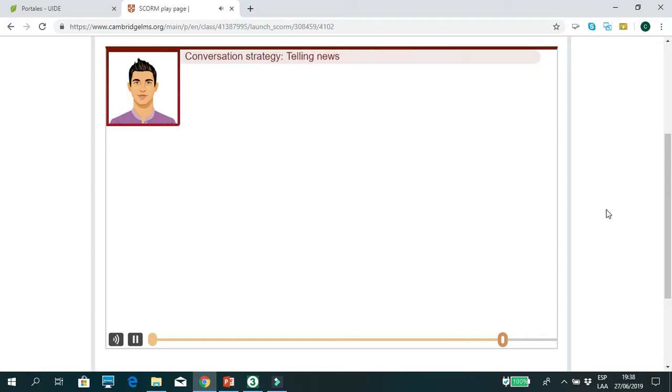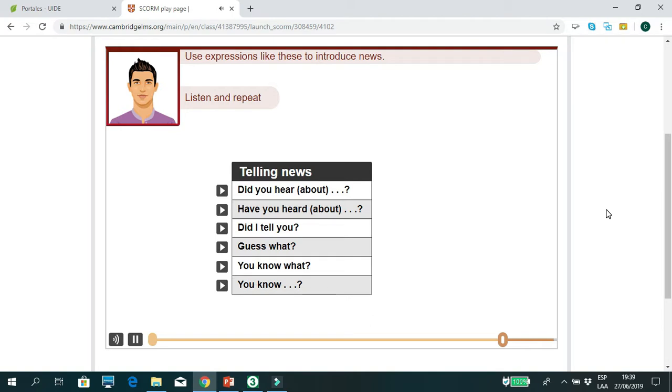Conversation strategy. Telling news. Use expressions like these to introduce news. Listen and repeat. Did you hear about? Did you hear? Have you heard about? Have you heard? Did I tell you? Guess what? You know what? You know?